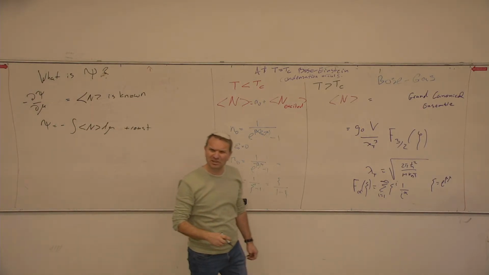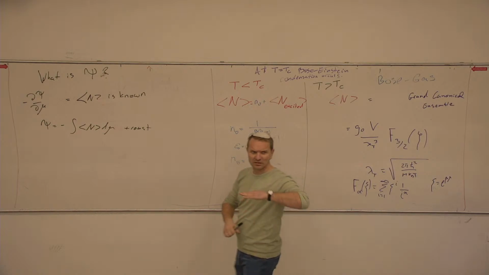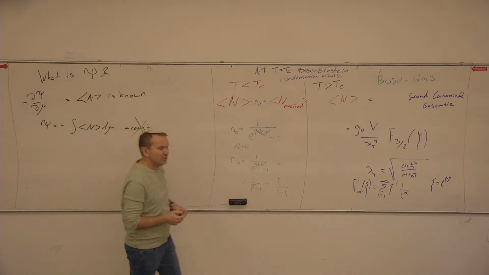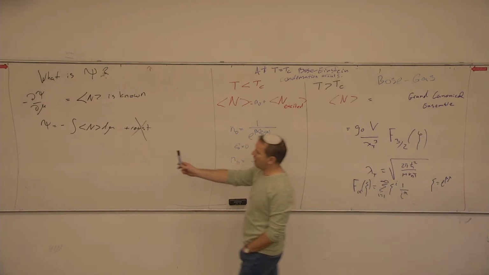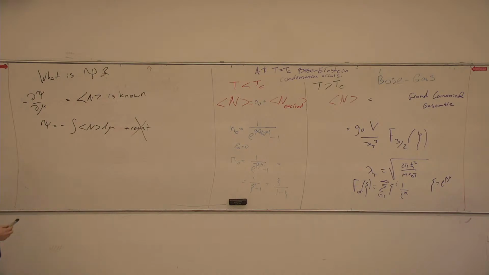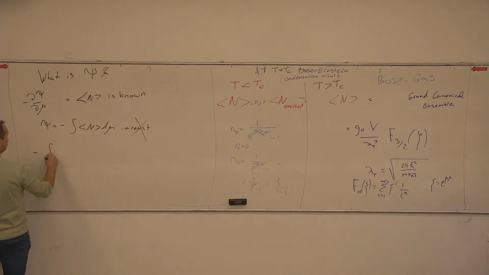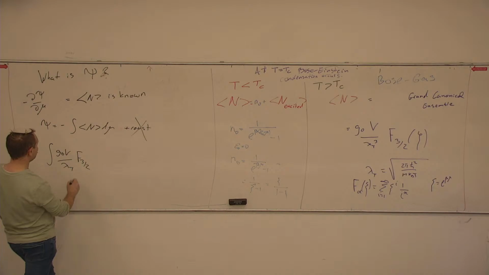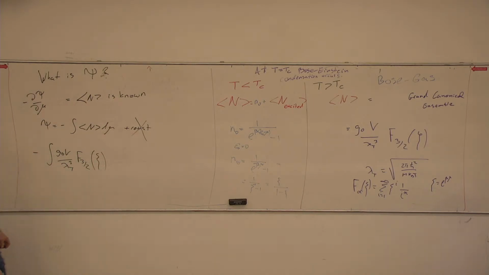And we usually don't really care about constants because, like in energy, all the thermodynamical potentials are defined up to a specific constant. So let's forget about this for a second. It's a constant. Okay, so I have to take an integral of this. So minus an integral of g0v divided by lambda t to the power of 3, f 3 halves of the fugacity, d mu.